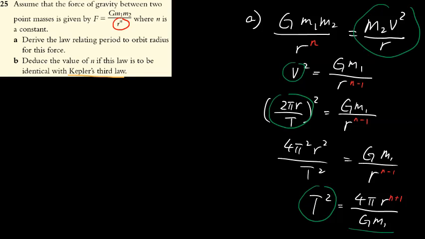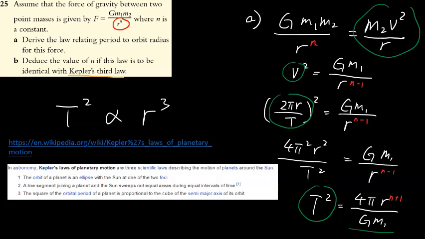So the relationship you build from Newton's law of gravitation can be like this, together with the circular motion. For part B, Kepler's law, if you look at Wikipedia or anywhere on Google, these three are the Kepler's laws. And the last one is that the square of the orbital period of a planet is proportional to the cube of the semi-major axis of this orbit. So simply, what it means is the period squared will be proportional to the radius cubed of the circular motion.